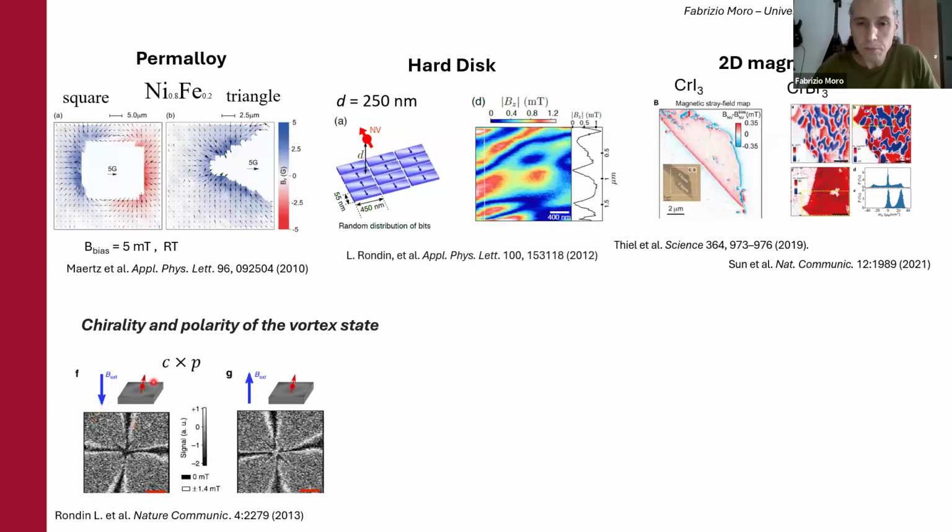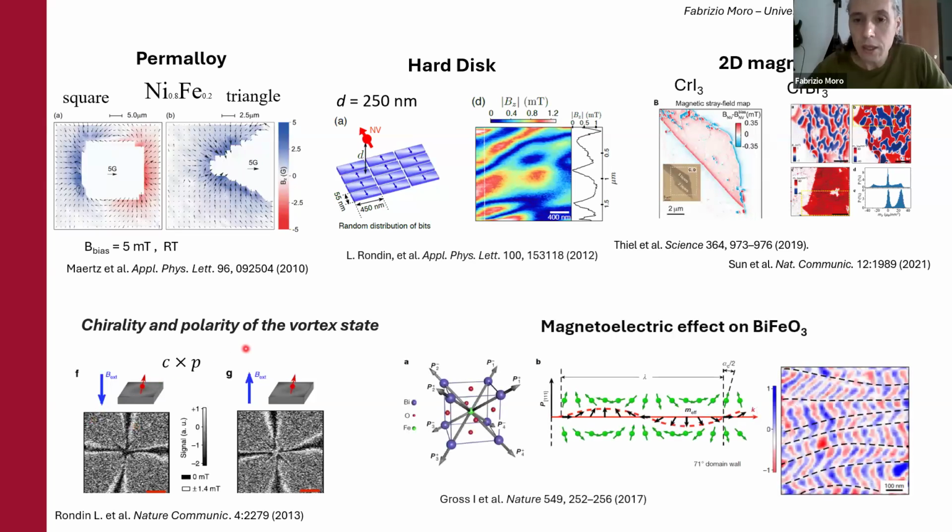And the last example reported in literature is the possibility to use this method to detect a spin cycloid in a multiferroic material like bismuth ferrite. And this spin cycloid is as long as 70 nanometers and has been successfully detected as shown in this image here. And interestingly, the authors of this work also show how the polarity of the spin cycloid can be controlled by electric field, exploiting the magnetoelectric effect in bismuth ferrite.